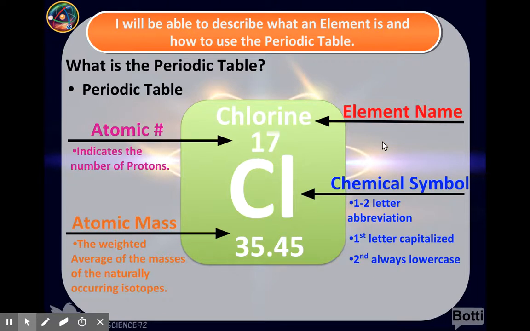Next, what is the periodic table? The periodic table is the tool that we use to organize our elements. So at the very top, you will see the name of the element. You know, that's pretty important. The atomic number, which we just said is the number of protons. The chemical symbol. Now, the chemical symbol is always going to start with a capital letter.